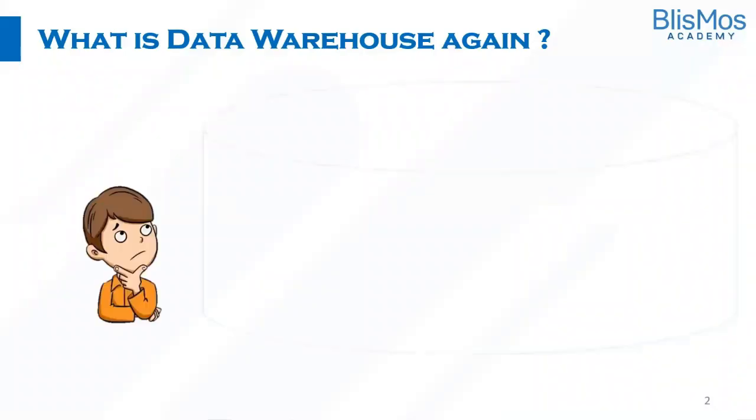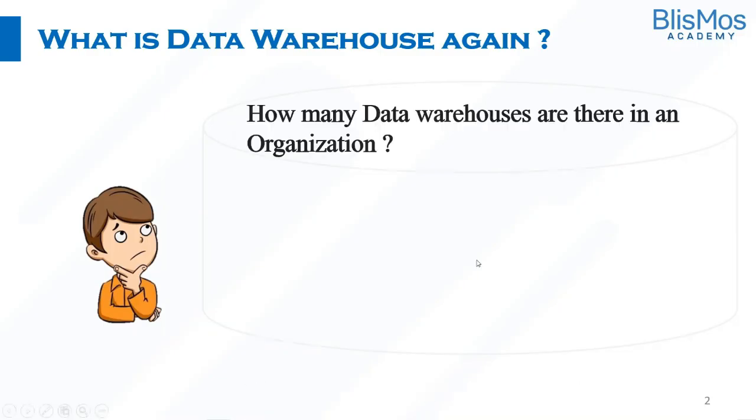What is a data warehouse again? We learned a data warehouse is a subject oriented, integrated, non-volatile, and time variant collection of data to support management decisions. That is the data warehouse. If I ask you a question, how many data warehouses are there in an organization? Any thoughts here? Is it 100, 200, 300? No. Usually, any organization would have one data warehouse for the whole organization. If the organization is too huge, you may have a couple more data warehouses, but definitely the number is not in two digits because it doesn't make sense.